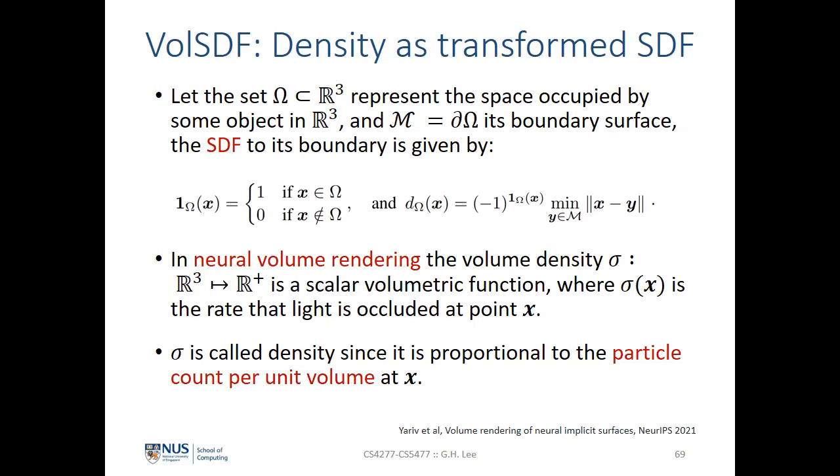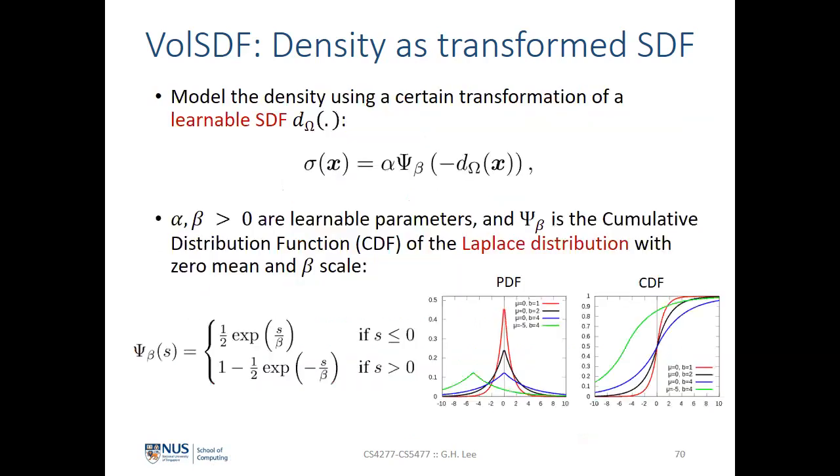Okay. And this is SDF, and in neural volume rendering, what you have is an x value. You convert it into a positive scalar value, the rate that the light is occluded at the point x. We want a function that takes in this and maps it to sigma. If we can do this, then we successfully combine the two, and that's exactly what they did here.